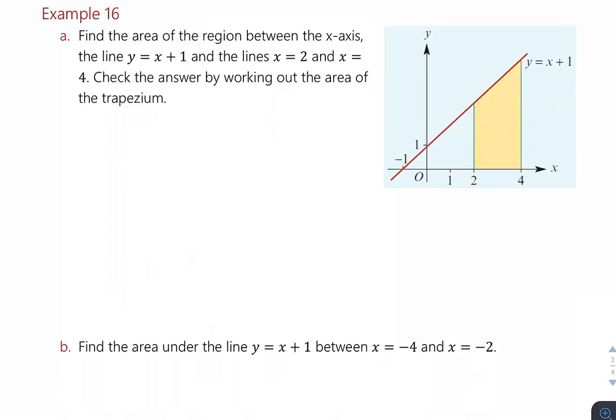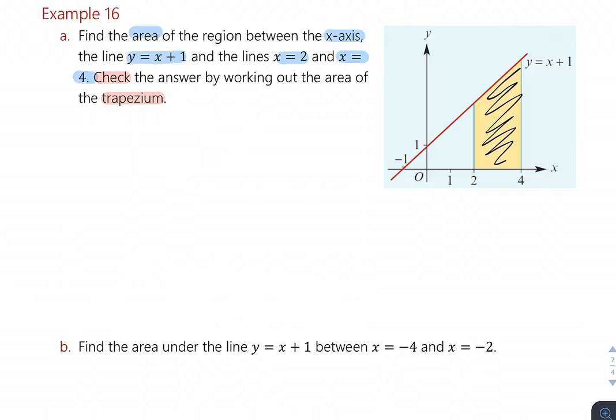Alright, example 16 is looking at the area of the region in the diagram. So the area of the region between the x-axis, the line y equals x plus 1, the lines x equals 2 and x equals 1. We're then asked to check the answer by working out the area of the trapezium. So that's the yellow trapezium that exists there.